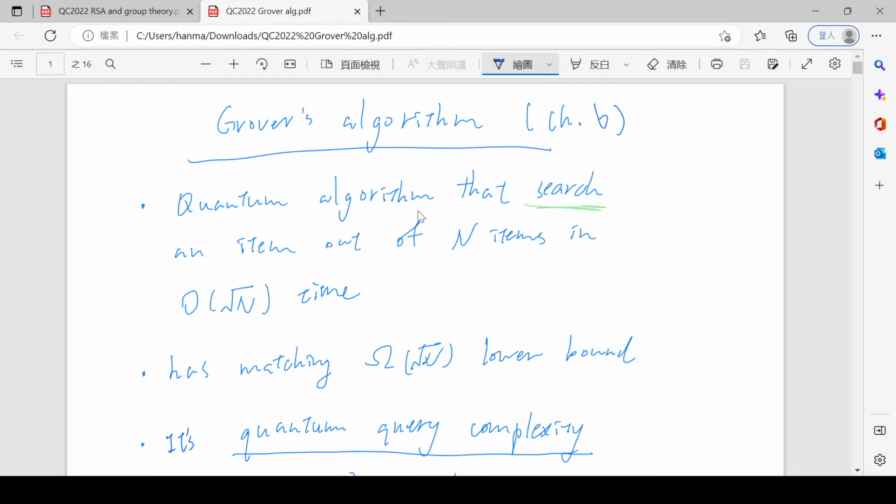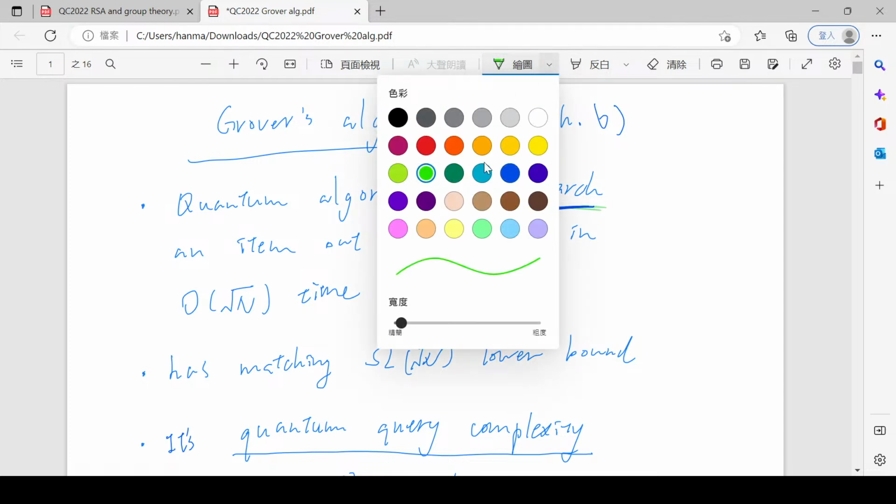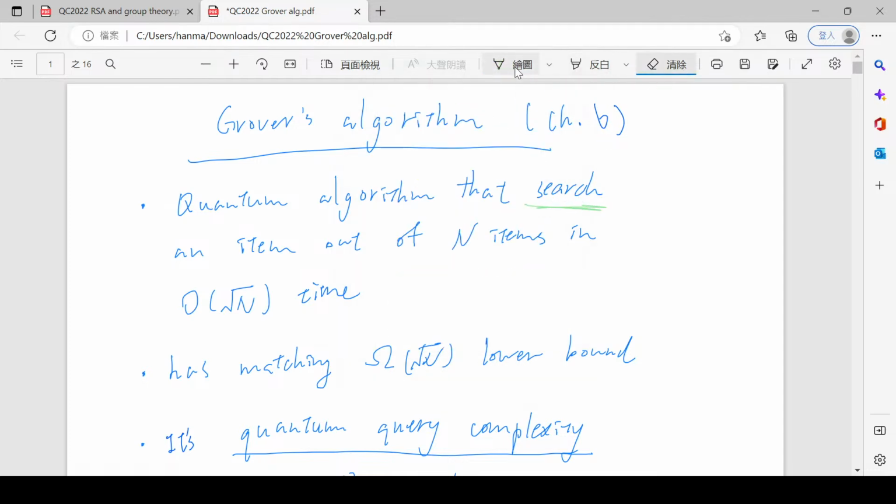But Grover's algorithm solves the search problem. The search problem is a problem where you have N items, and you want to find one or more marked items out of them. It's like if you want to brute force an NP problem, then you can search through all the possible witnesses and see whether any of them satisfies your NP clauses. So it's a search problem.